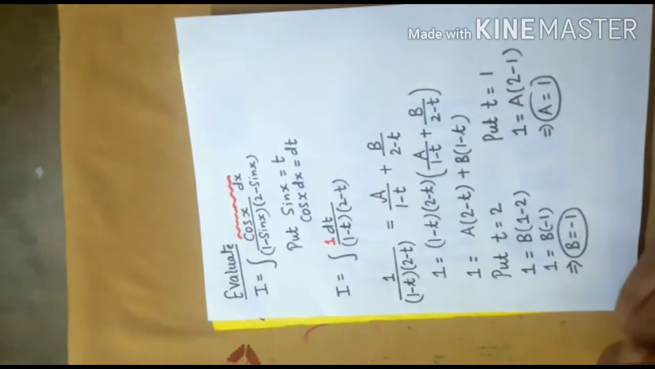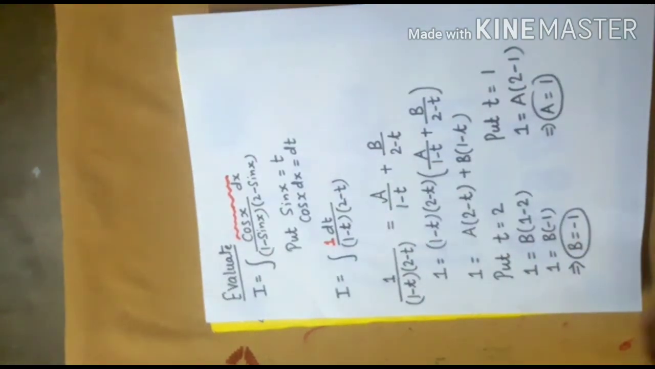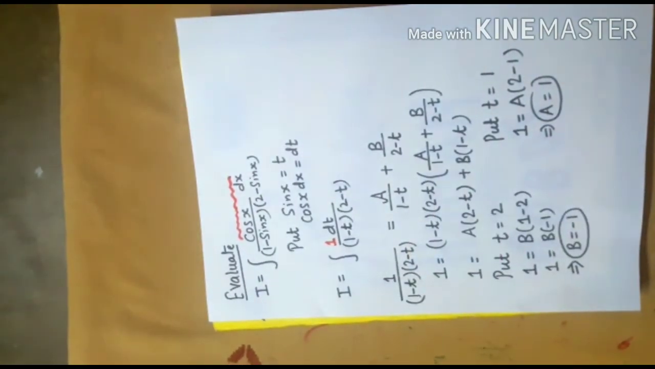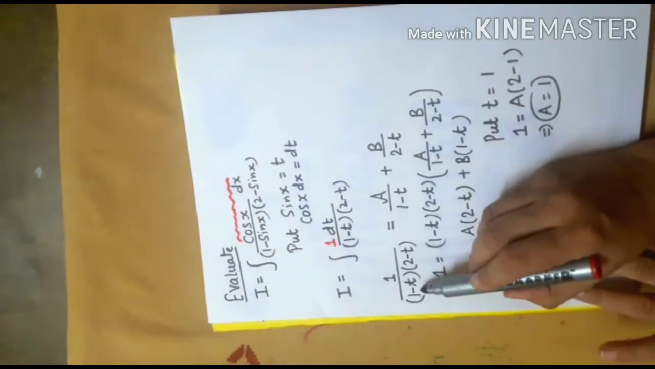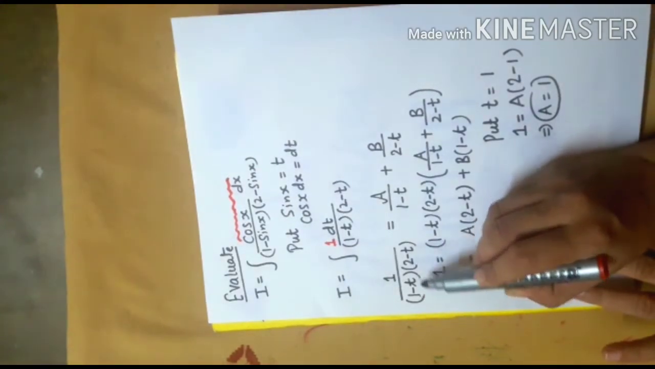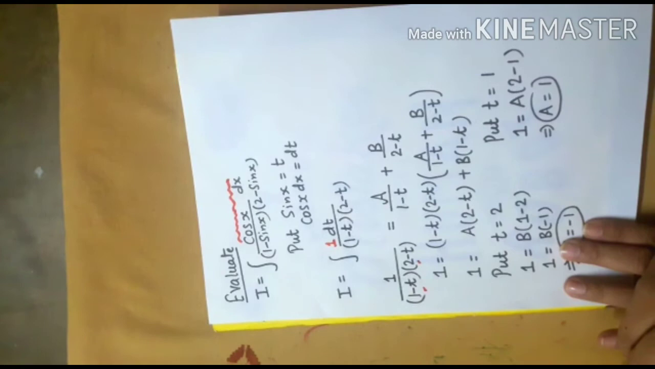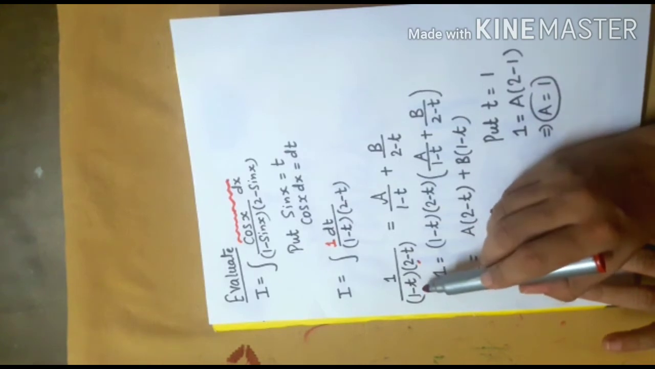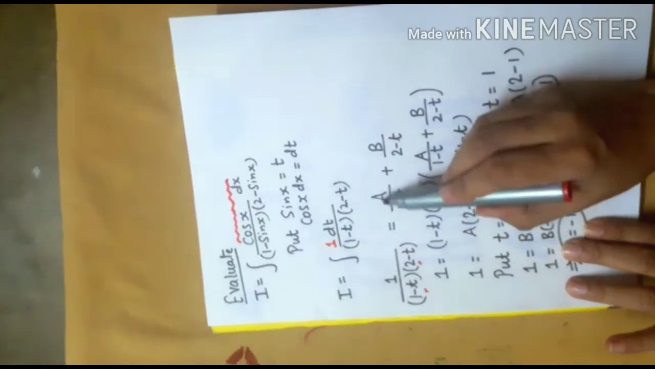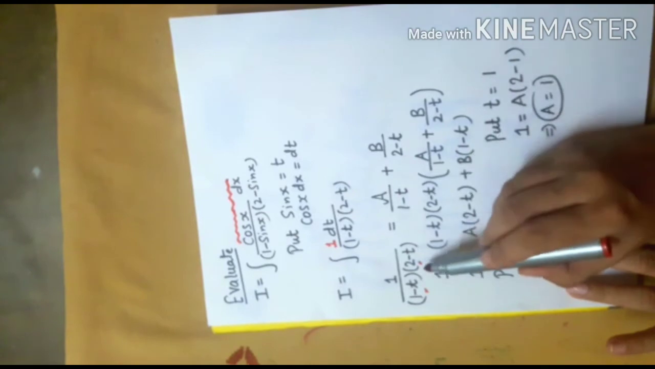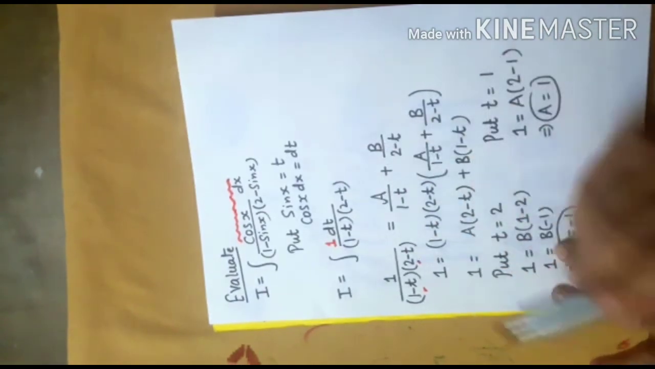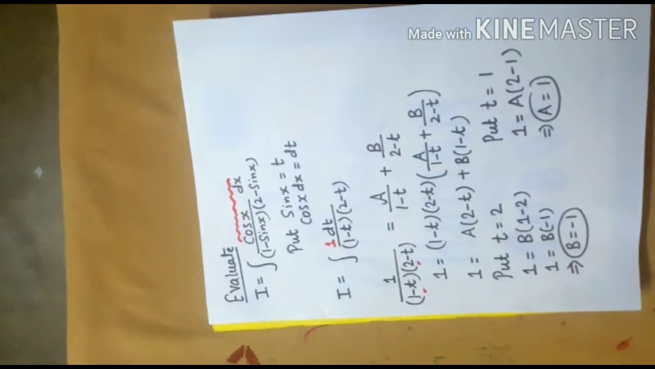So to integrate this, I'll make use of partial fractions. So now I will resolve this into its partial fractions. Look at the factors of the denominator. Both the factors are linear and non-repeating. So corresponding to this non-repeating linear factor, there will be a partial fraction of the form a over 1 minus t, and corresponding to this, the form of the partial fraction is b over 2 minus t.